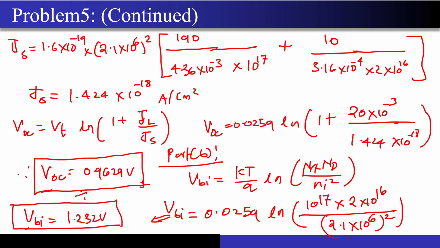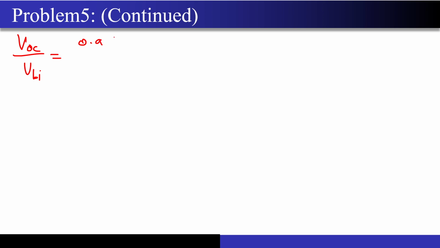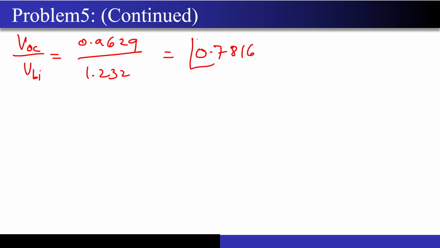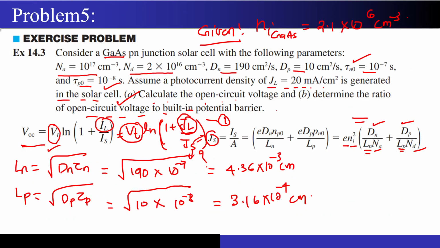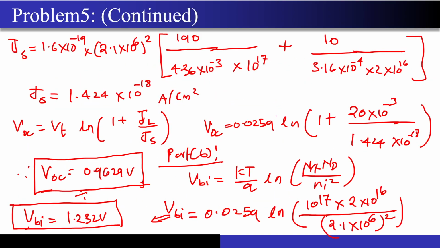So now they are just asking us the ratio of VOC by VBI. So what was my VOC? 0.9629 upon VBI, which was around 1.232 volts, right? So this ratio, if you calculate, will come out to be 0.7816. So this is the ratio that they were asking us to calculate. Okay. So I hope again this numerical is clear to you. Not very tough, not very easy, a little bit lengthy numerical, right?